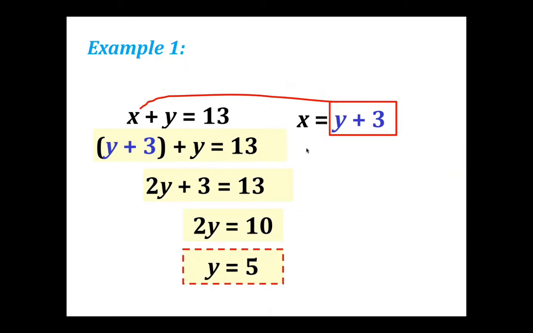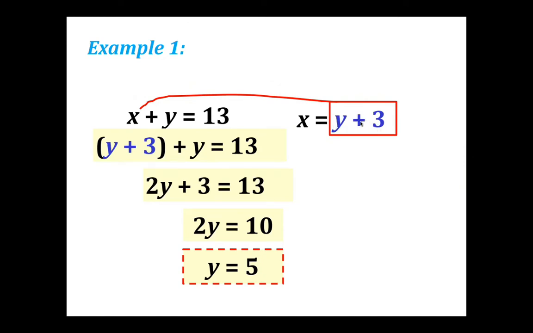Again, remember that systems of equations need an ordered pair for their solution. So you're not quite done yet once you've gotten one of the values, either x or y. You do have to plug it back into one of the original equations to find the other value. So you can either plug in y equals 5 into x plus y equals 13, or you can plug it into x equals y plus 3.